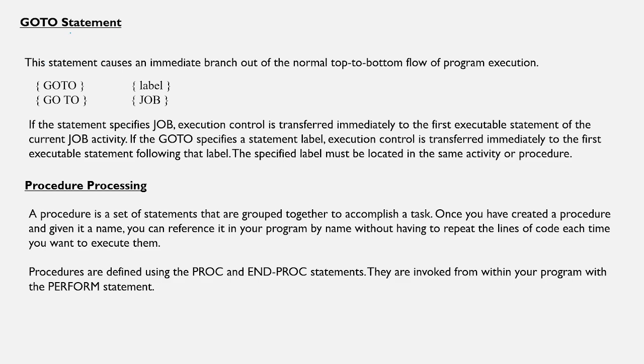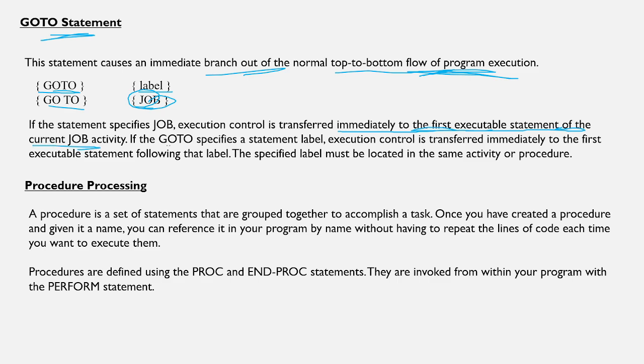Next we have the GOTO statement. This statement branches out of the normal top to bottom flow of program execution. Means it will branch out. How can it branch out? We can give GOTO label name, or we can give GOTO JOB. If the statement specifies JOB, in this case what will happen? Execution control will go immediately to the first executable statement of the current job activity.